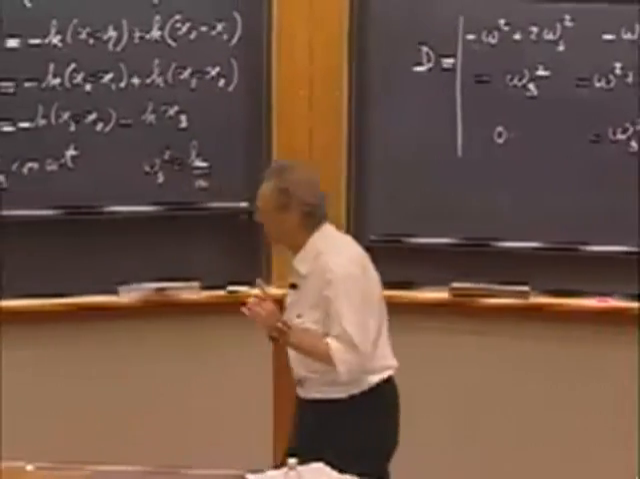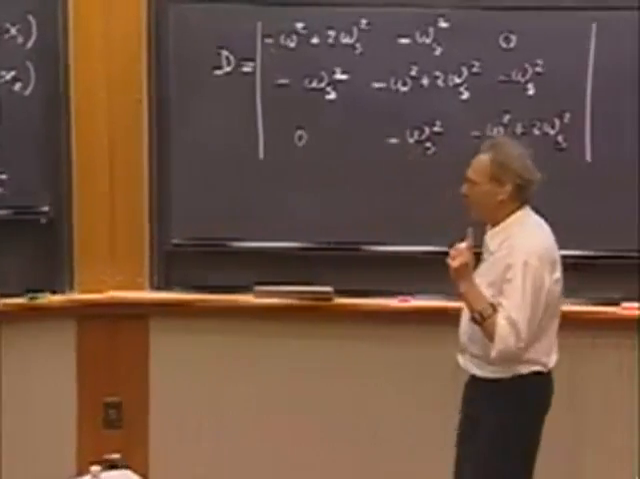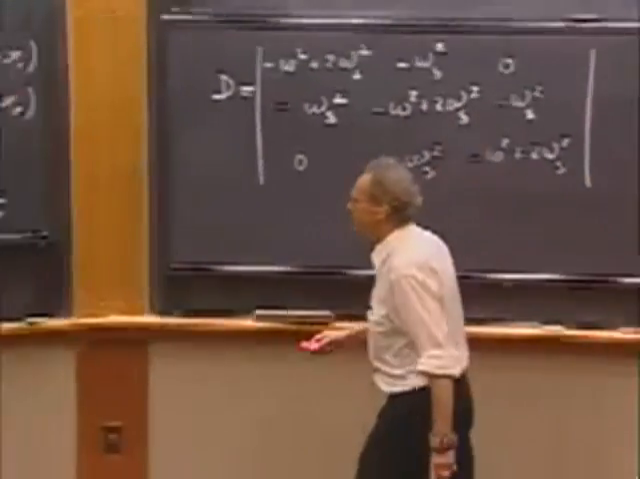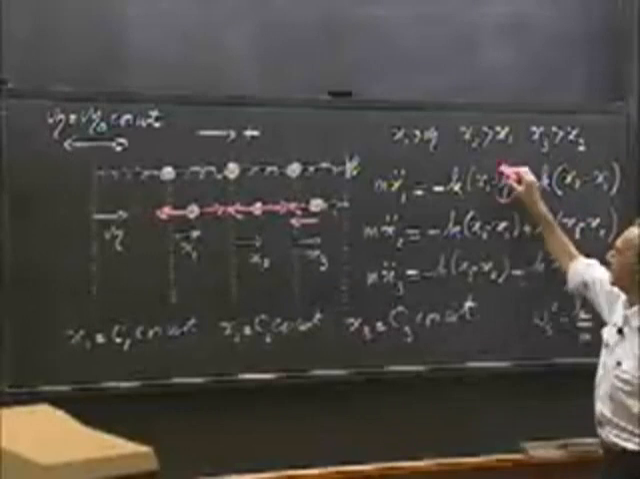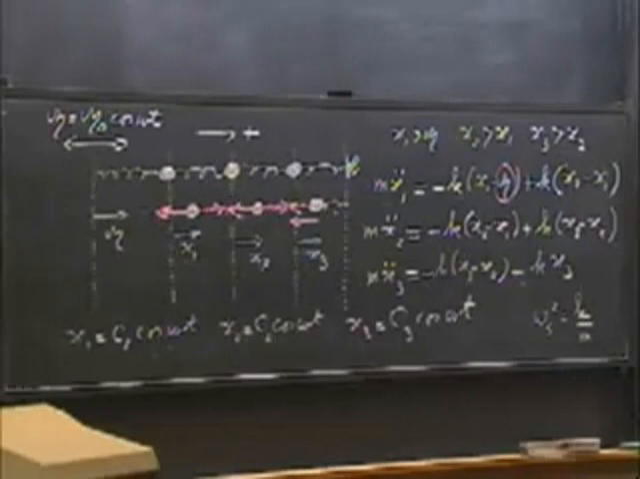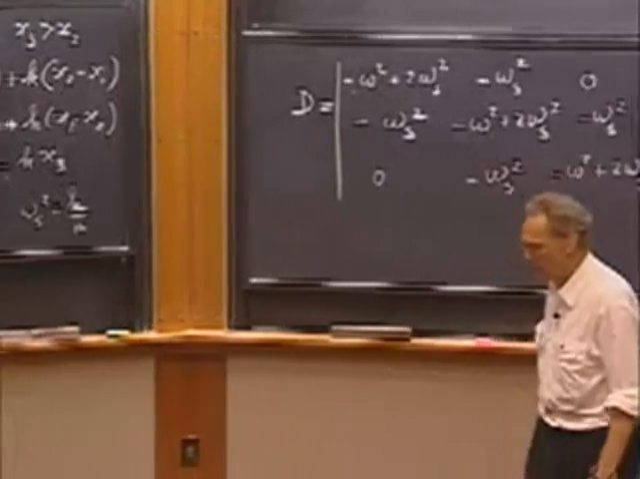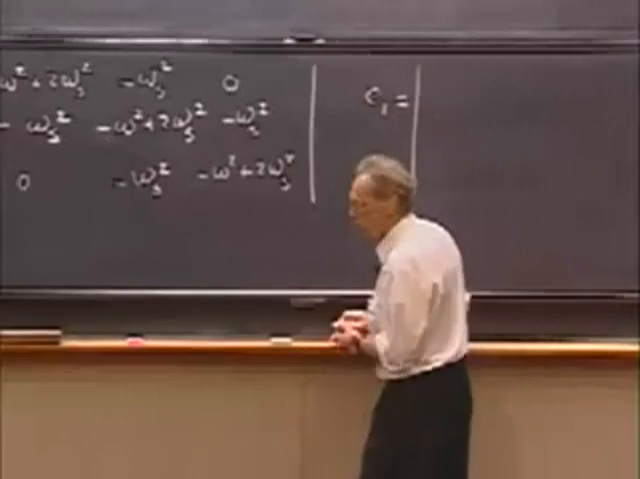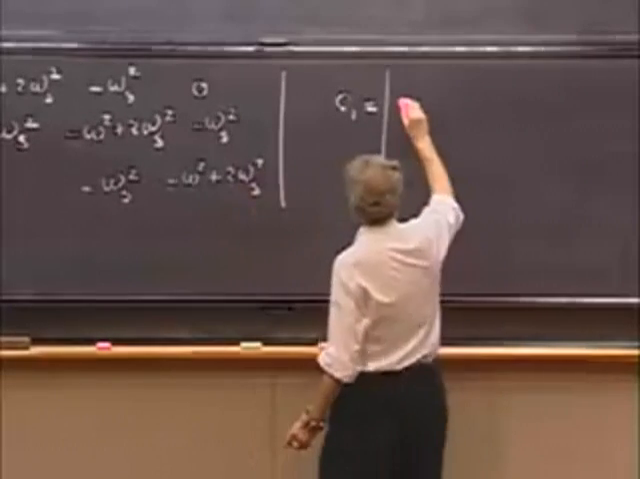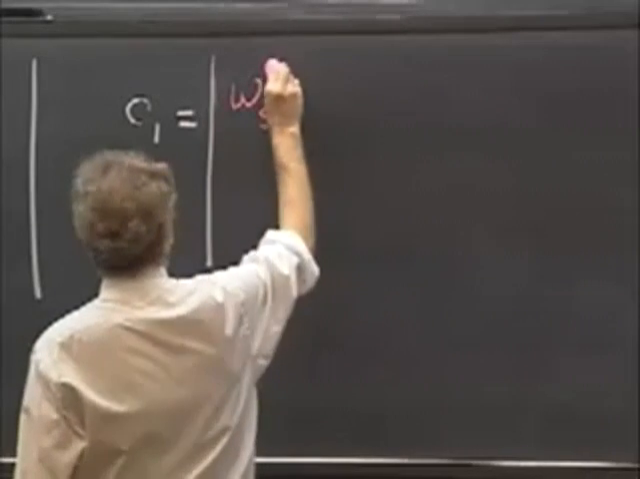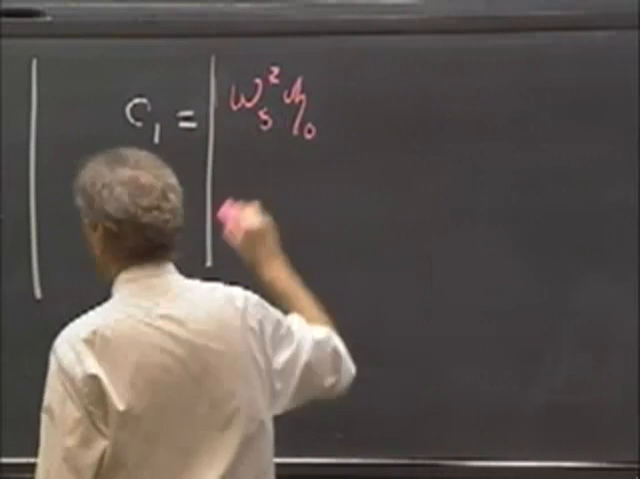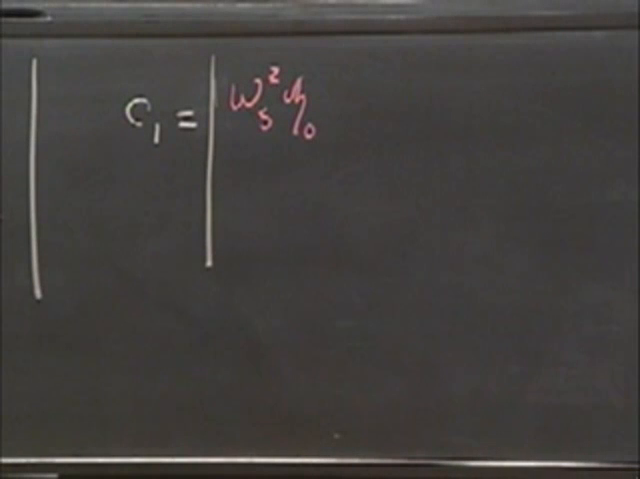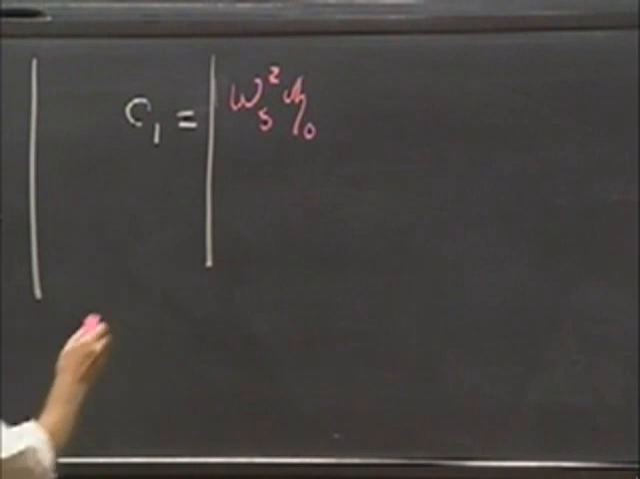And the first column will reflect this eta. Because the right side now is not going to be 0, remember, like the double pendulum. And so in the first column you're going to get omega s squared times eta 0, and then you're going to get a 0 and a 0.